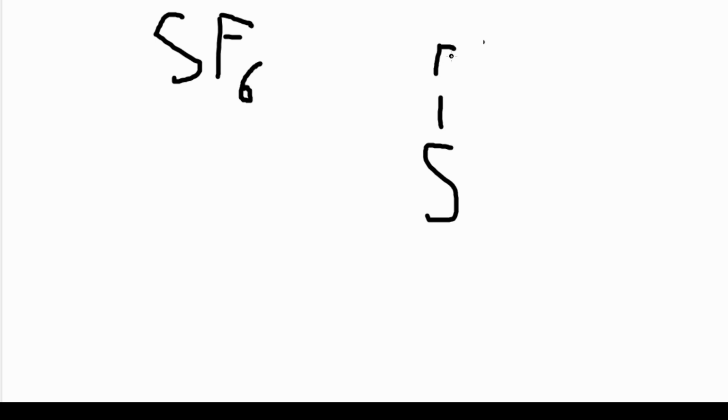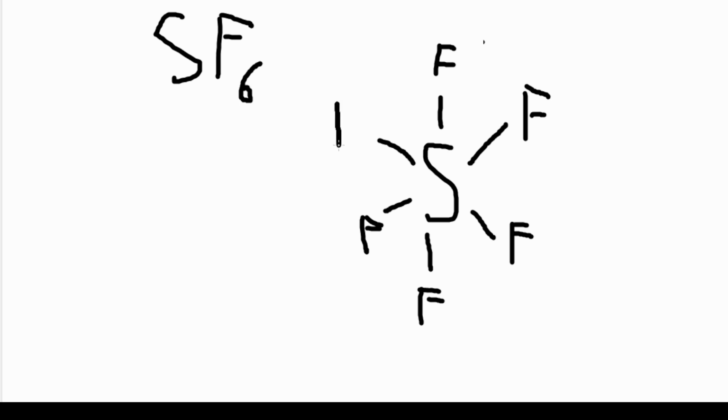So a really good example of this, SF6. Sulfur is on the 3rd period, so it could have an expanded octet. It doesn't necessarily have to have an expanded octet, but it could. And if we draw the Lewis diagram for this, I'm going to skip the steps and just straight up draw it, and I'm going to assume you guys can follow along. If you do draw the Lewis diagram for this, it ends up looking like this. And obviously sulfur has way more than 8 electrons here. It actually has 12, but that's okay because it has an expanded octet.